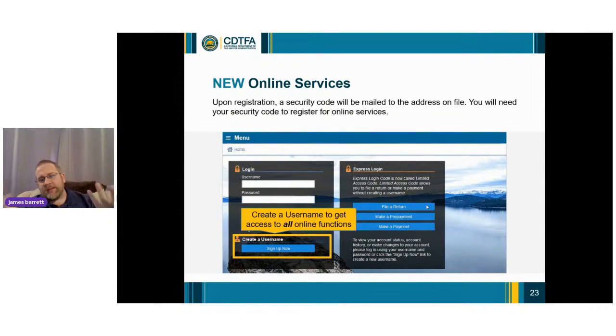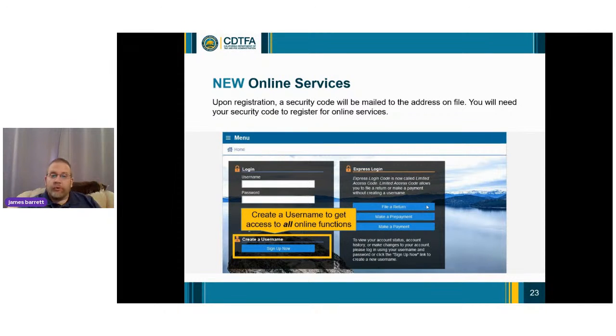Also, username. So right now, if you guys file your taxes yourselves, you can go to Express Login, put in your limited access code, file, and be done. We want to take the Express Login away after a certain point. I think we were going to try it last year, but decided not to because of COVID issues. Too much going on to push that on people.